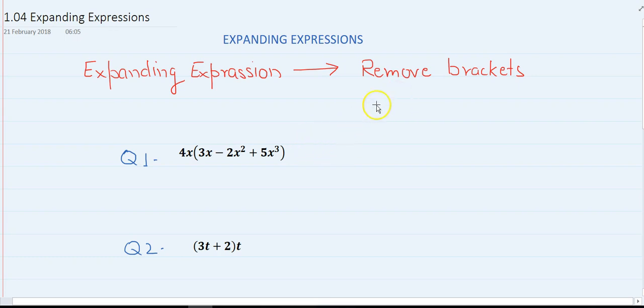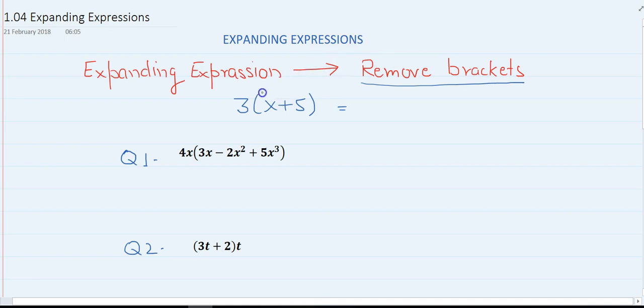Today we are going to study expanding expression from the topic of C1 mathematics, that is algebra and functions. Now the expanding expression basically means we remove the brackets from the expression. For example, if the question is 3x plus 5 in a bracket, now we have to remove this bracket.